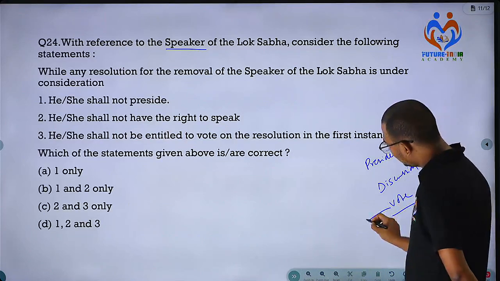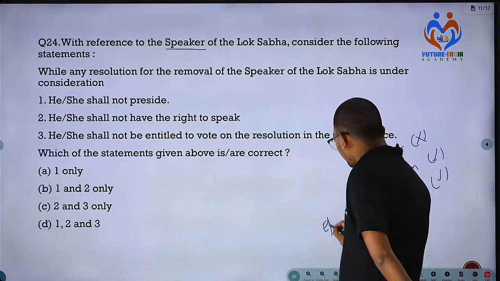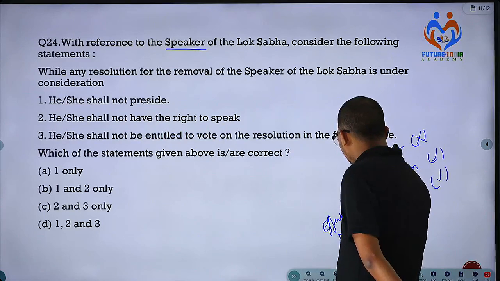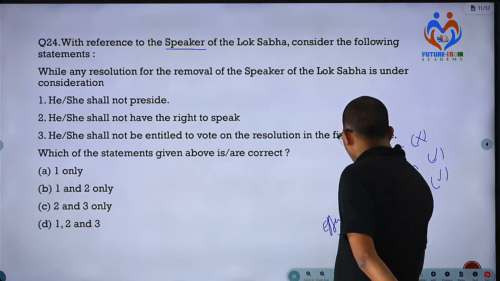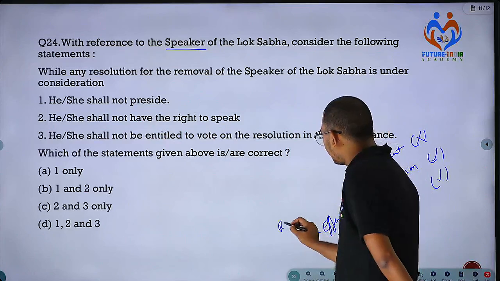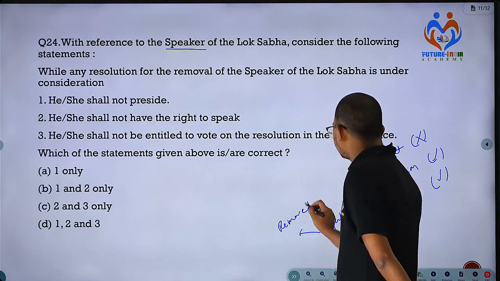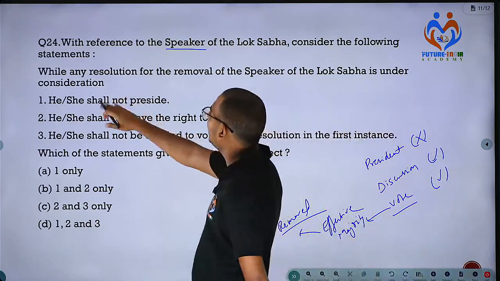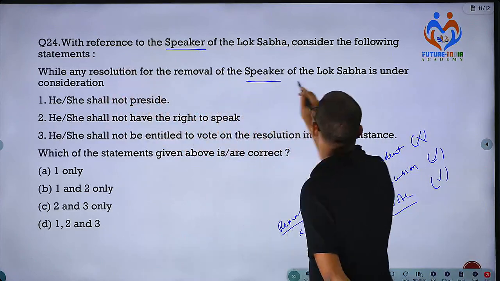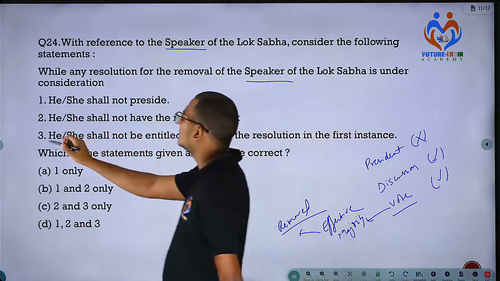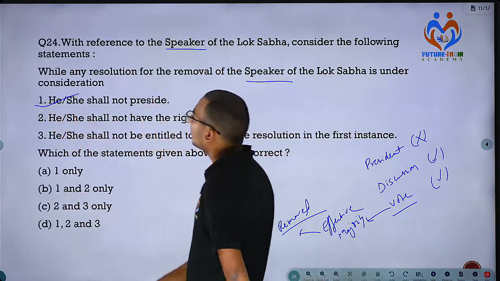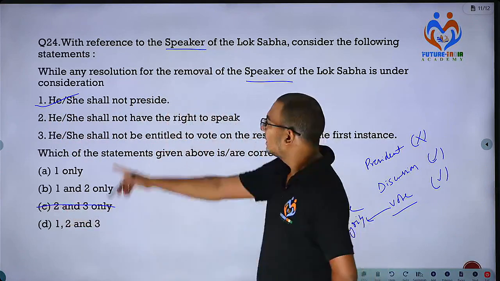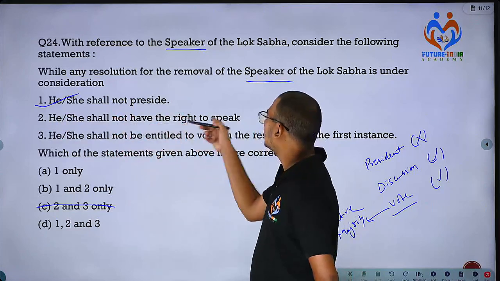While voting here, if the resolution is passed by effective majority, then he will be removed. So this is all about the removal process of the speaker. So now with this knowledge, we'll solve this question. While any resolution for the removal of the speaker of the Lok Sabha is under consideration, he or she shall not preside. Obviously, 1 is correct. So remove all the options which don't have 1. He or she shall not have the right to speak.